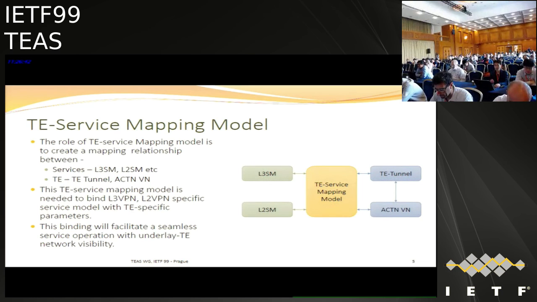This slide shows the relationship that, as we know, there can be multiple services. So we'll have services on the left-hand side, and you could either talk in terms of VN or in terms of TE tunnels. So those are the things on the right-hand side. And this mapping model is the one that maintains the relationship between the two. Next slide.